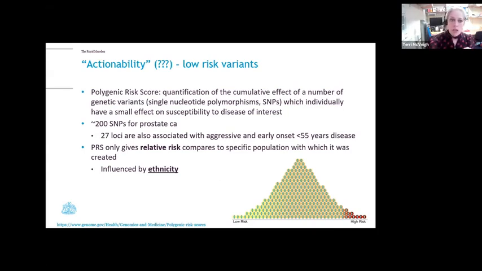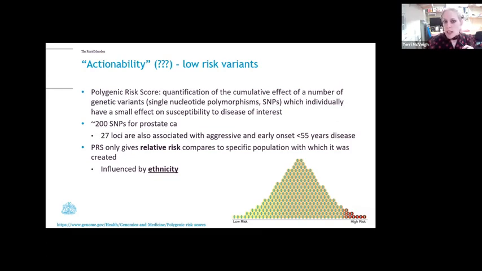If you generate a polygenic risk score, what it gives you is a relative risk compared to the specific patient population in which it was created. And of course, like an awful lot of genetic research, the derivation of polygenic risk scores has largely been Eurocentric. So application of a PRS generated in a European population may not be applicable for somebody from Southeast Asia, for example. So it's influenced heavily by ethnicity.